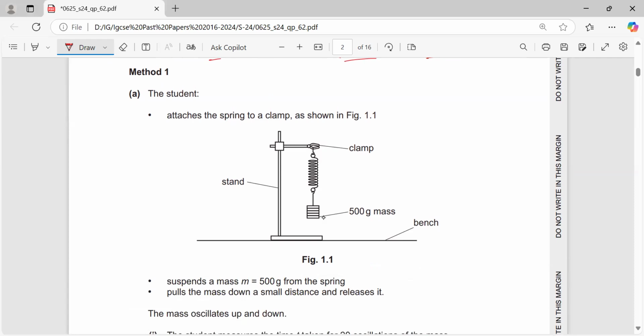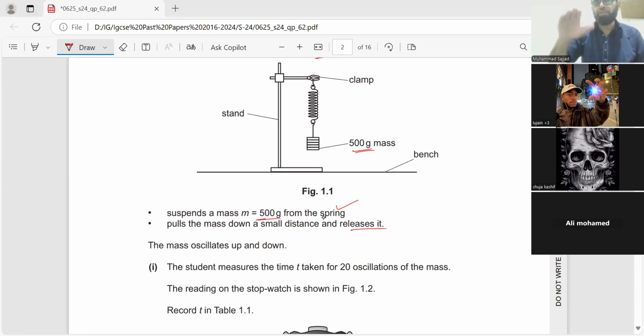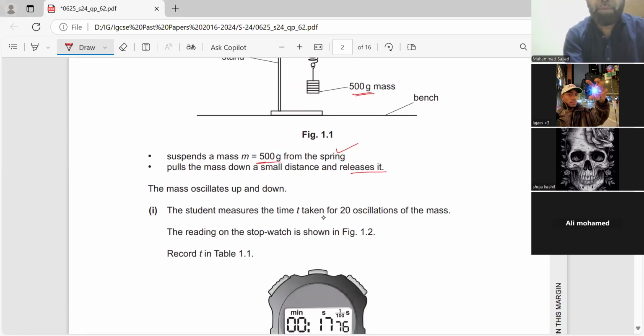Method 1, A. The student attaches the spring to the clamp as shown in figure 1.1. So the spring is there and a 500 gram mass is suspended from it. The student pulls the mass down a small distance and releases it. What will happen as a result of this release? The spring will be oscillating up and down, so there will be vertical oscillations. The mass oscillates up and down.